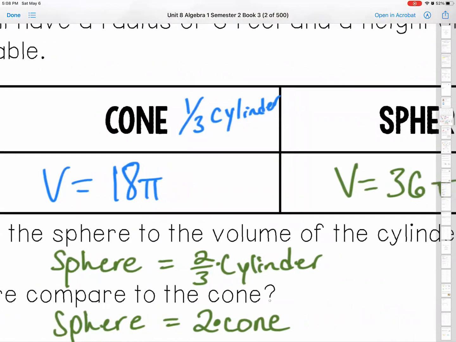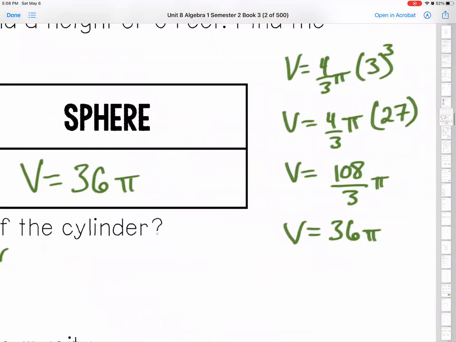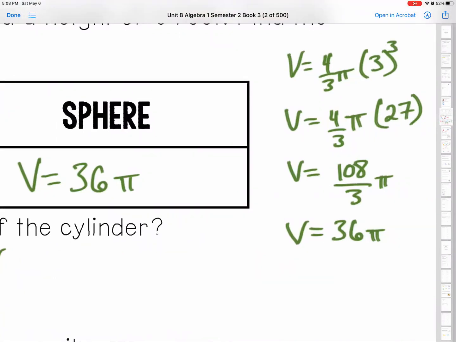And then for our sphere, here's the math for that. Again, our radius was 3. 4/3 pi r cubed. And then we multiplied here the 4 and the 27 to get the 108 divided by 3, which then simplified down to 36 pi.